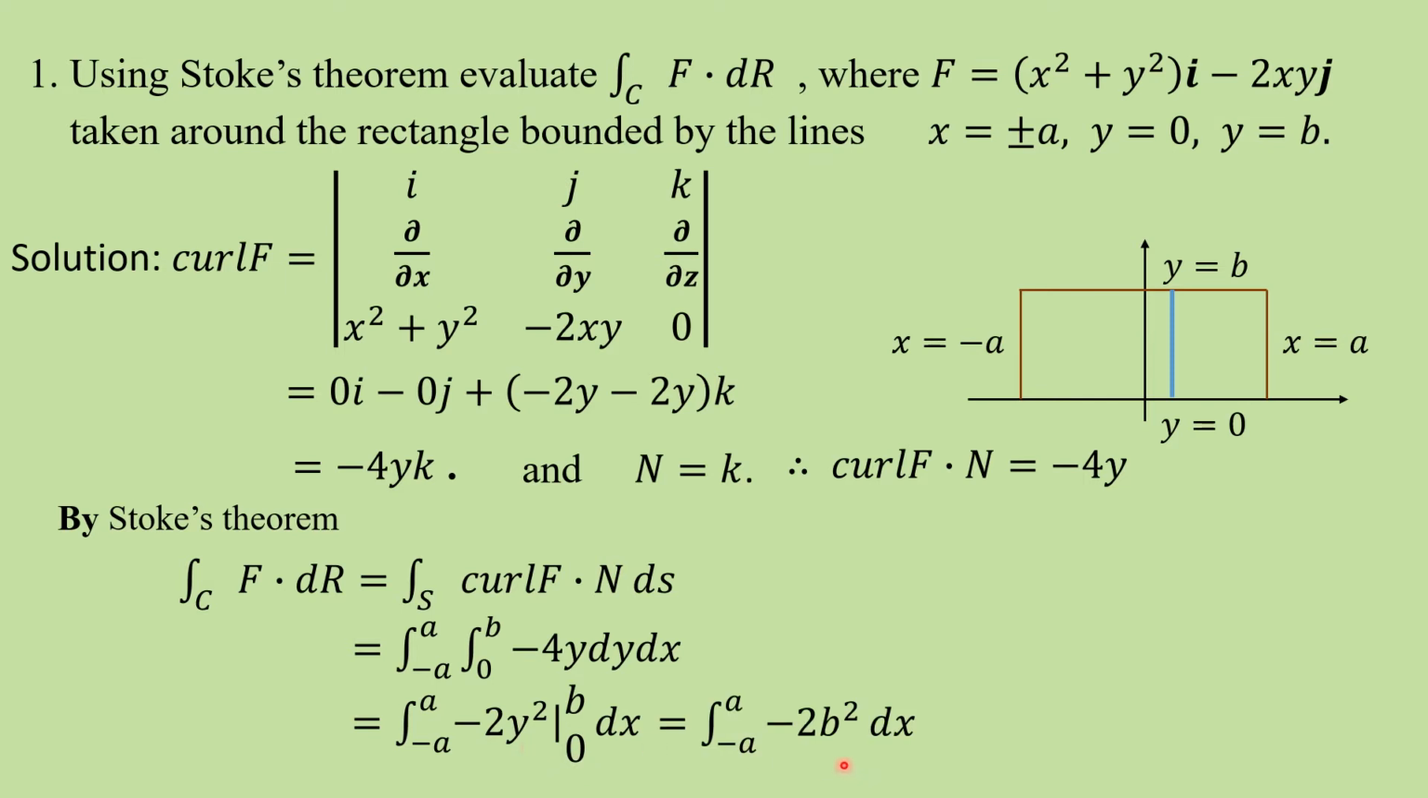Then integrate with respect to x, so the integral of this is minus 2xb square, and upper limit minus lower limit, you have to apply the limit. So I have minus 2b square, which is anyhow constant, integral of 1 is x, apply the limit a minus of minus a, so that gives 2a into minus 2b square, so the answer is minus 4ab square.